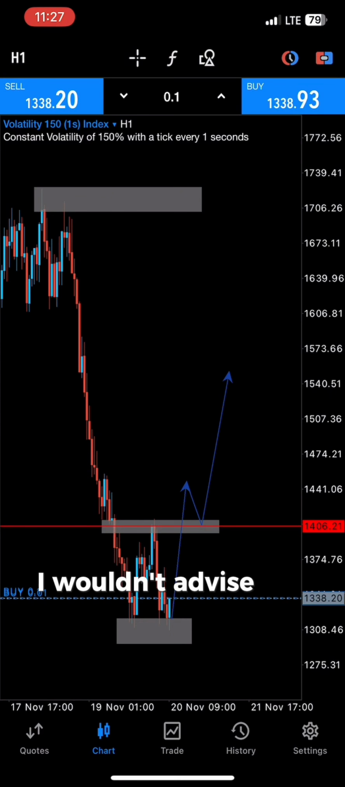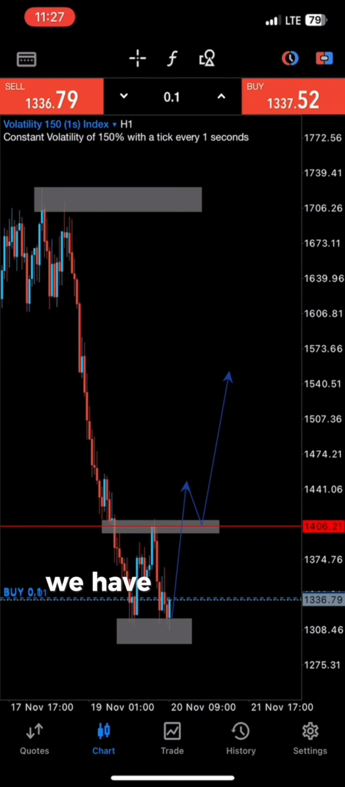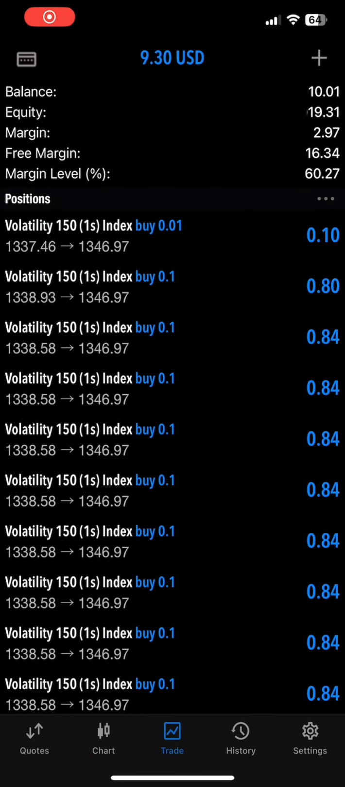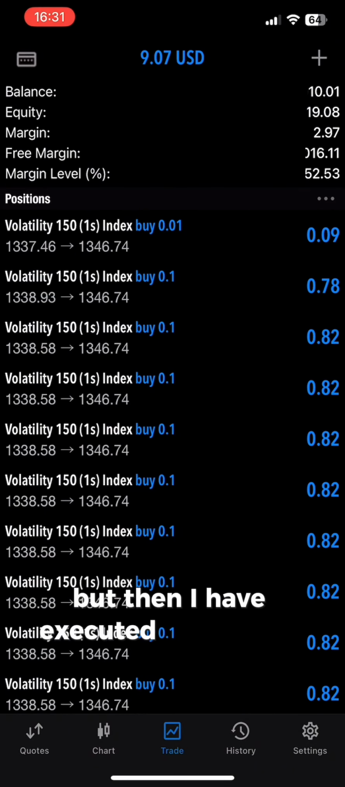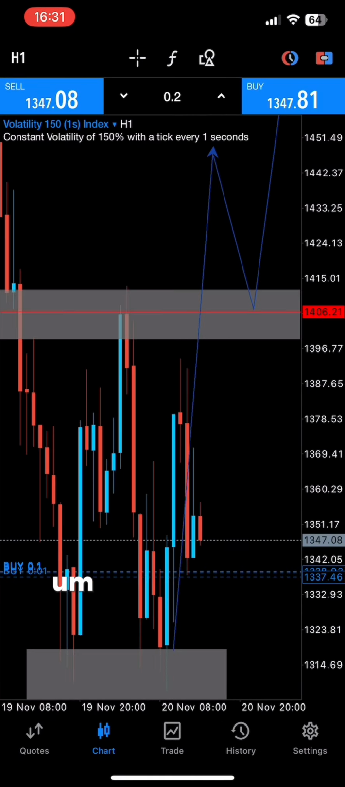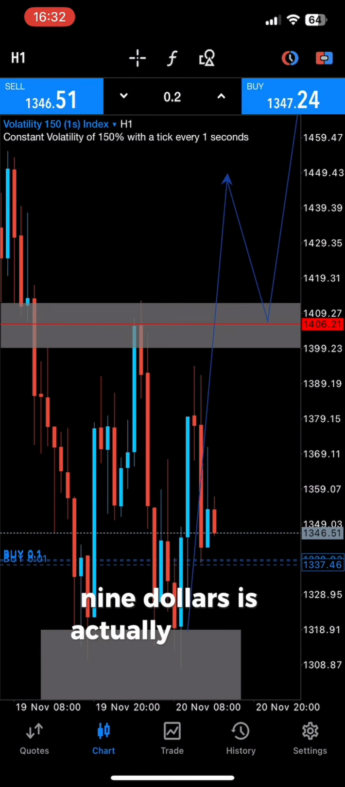So I wouldn't advise you to go for margin on this one, because we have to wait for the confirmation first. But then I have executed the market. Now we are already in $9. So considering we had a $10 account, $9 is actually enough.